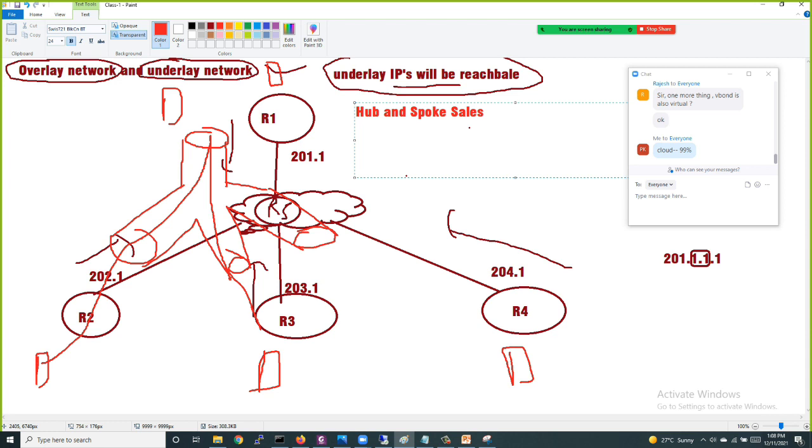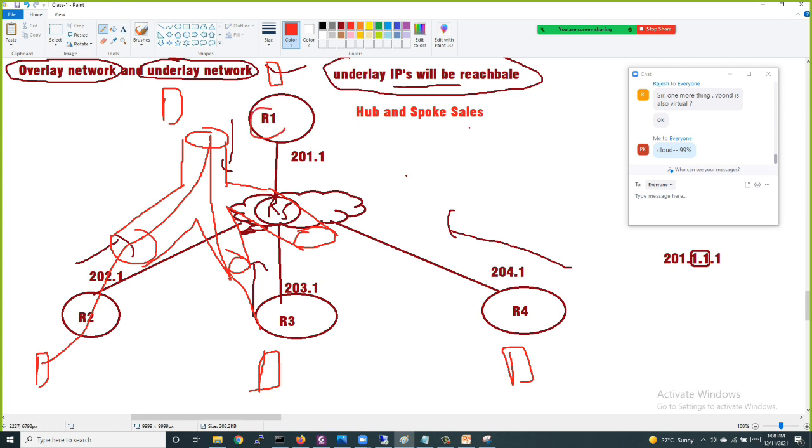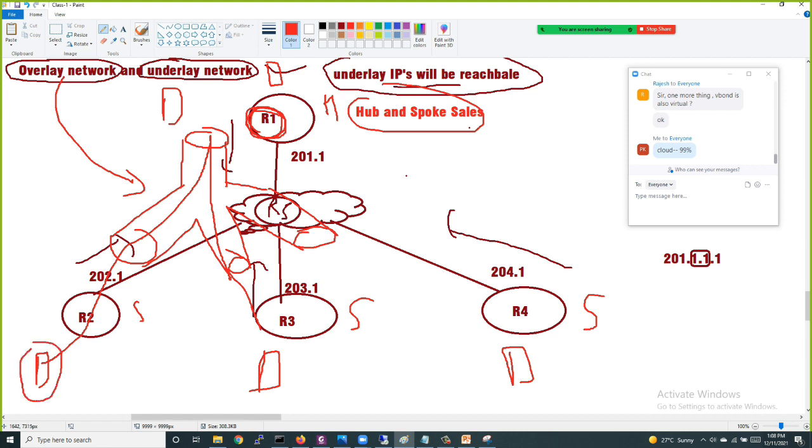You want that for sales traffic, if R2 wants to communicate with R3, R2 will go via R1. What we call it, hub and spoke. Let's say this is the hub and these are your spokes. So this is my overlay network that I am building over this underlay network. And what I want is that traffic from this particular sales server to this particular sales server should travel via R1. Okay, this is one type of overlay network I want to build.